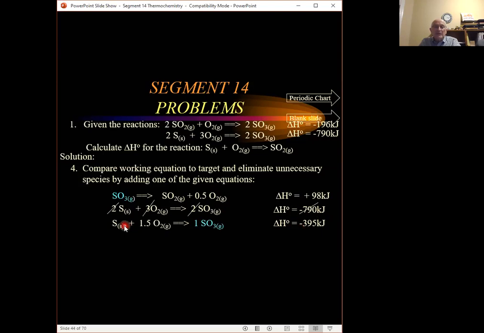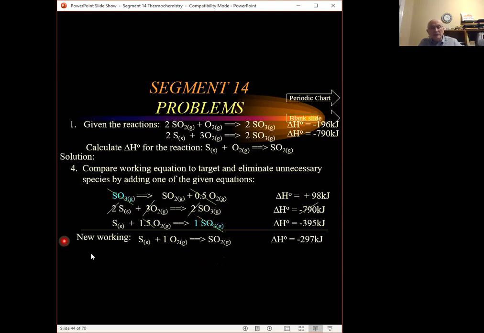Now I want to take this equation and add it to my original working equation, and get a new working equation. So now my SO3s are canceled. One of the O2s cancel, 1/2 O2 cancels from each side, leaving 1 O2 on the left side. And then the SO2 is the only thing that's left. Now, this becomes my new working equation.